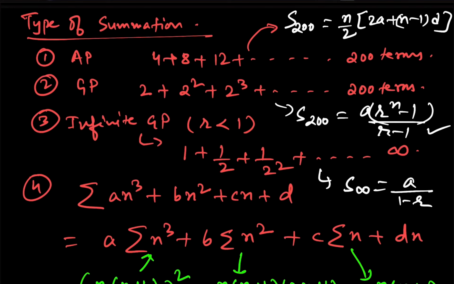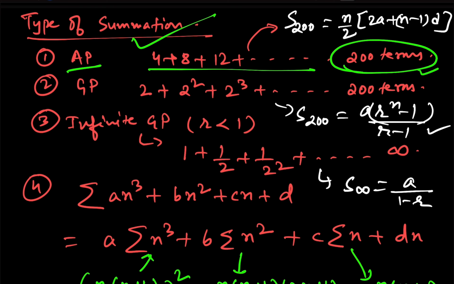So now let's see different types of summation. Suppose an AP, arithmetic progression, is given, a series like this where 200 terms are there. Then the formula for the sum of the series of an AP can be used. This formula I have derived in the arithmetic progression video.